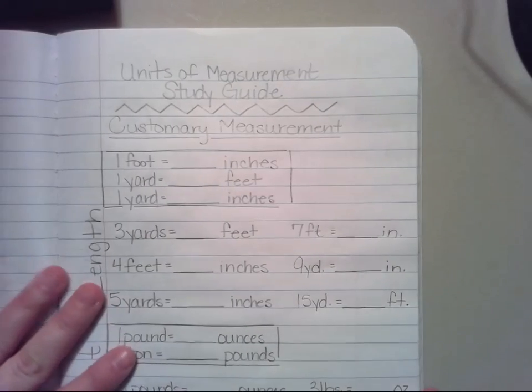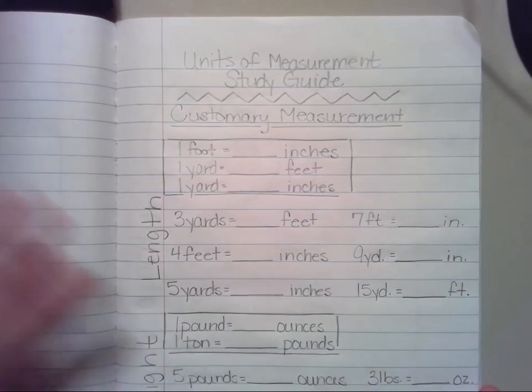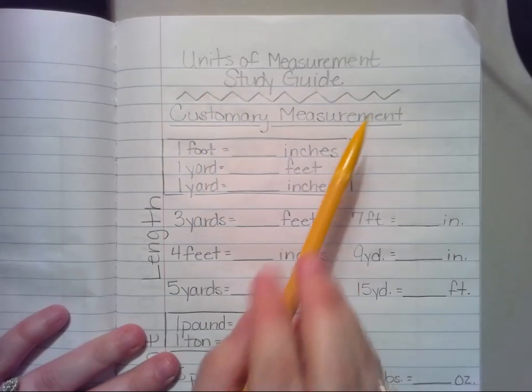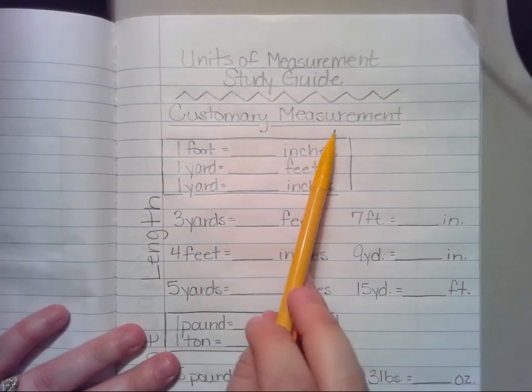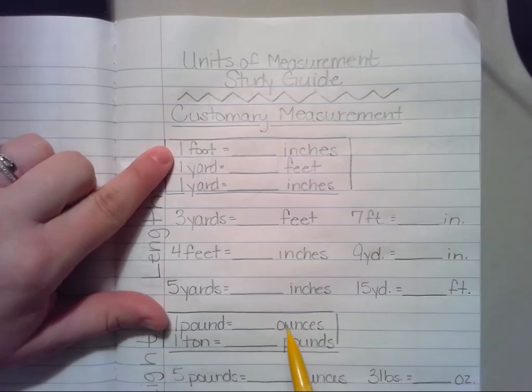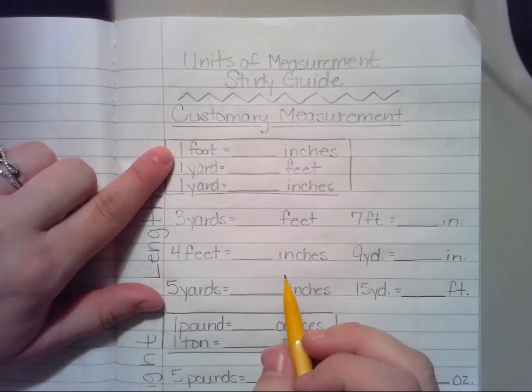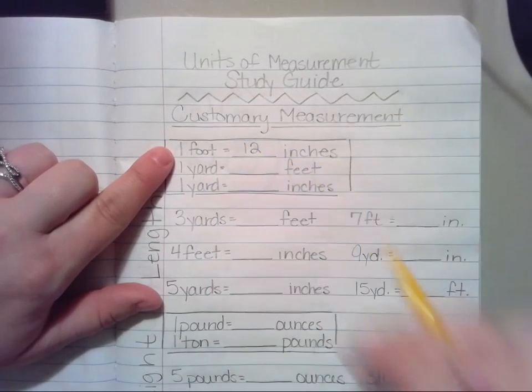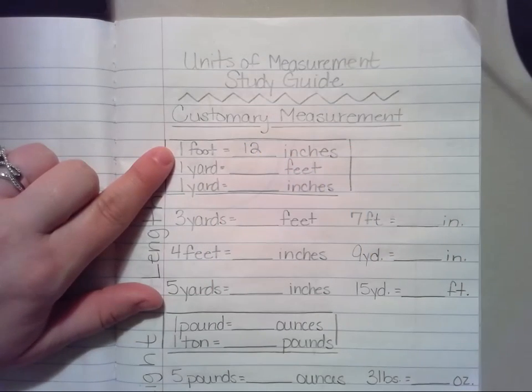Okay, here's your study guide for your science test tomorrow. We are in units of measurement. First, we're going to talk about the customary measurements. 1 foot is equal to how many inches? Well, if you look backwards in your notebook, you would know 1 foot is equal to 12 inches.